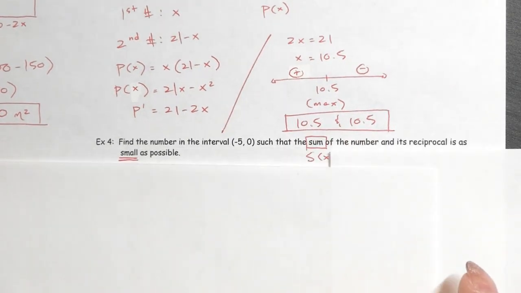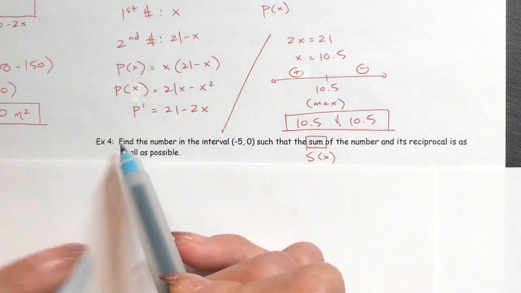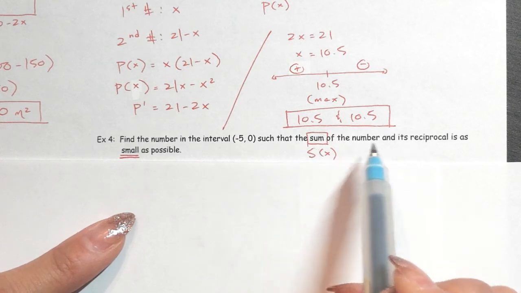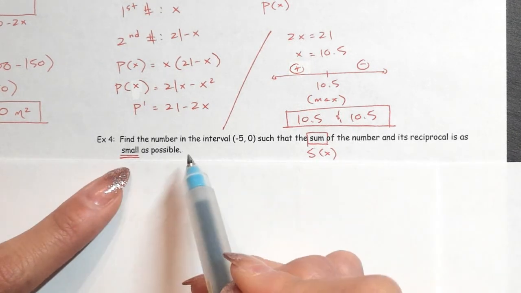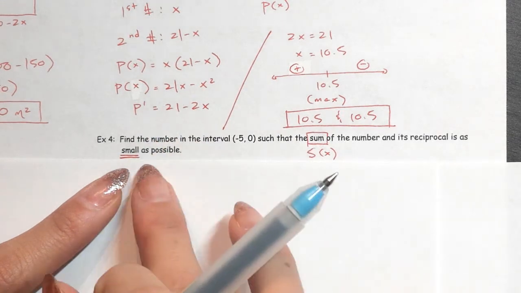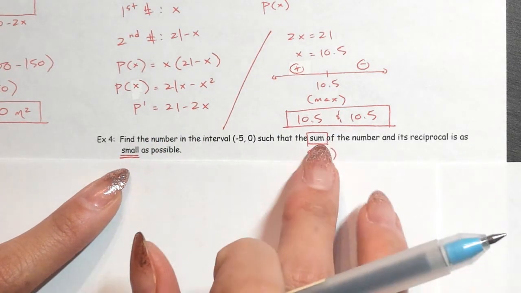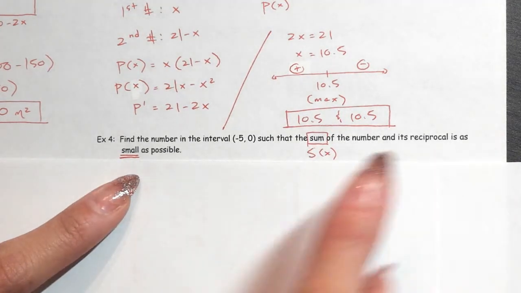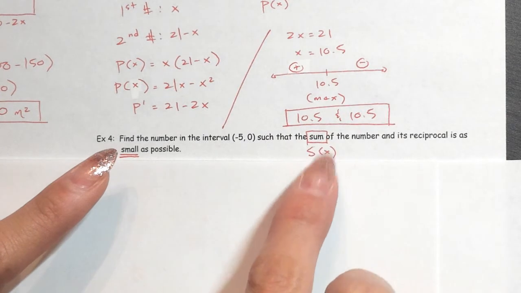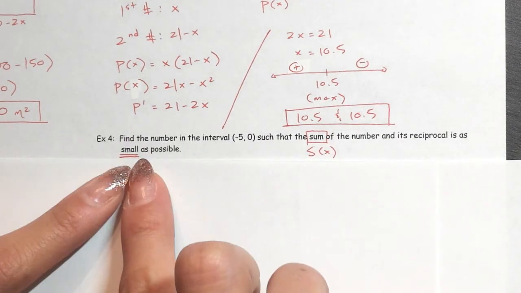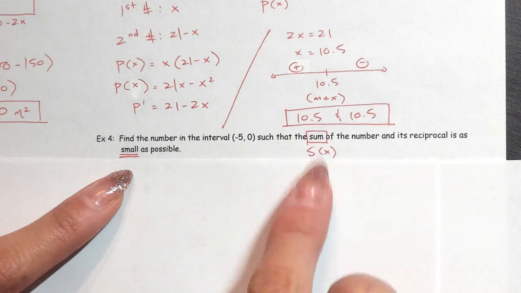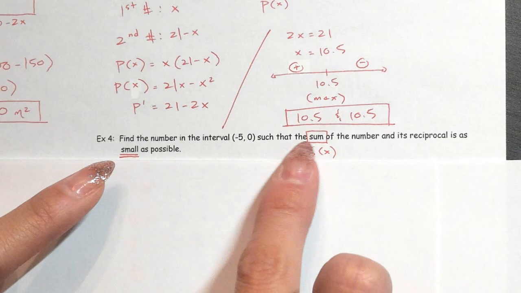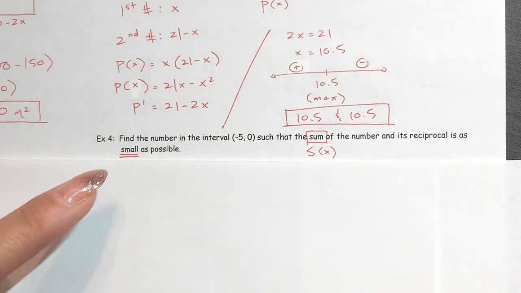Okay. So how about something like this? Find the number on the interval -5 to 0 such that the sum of the number and its reciprocal is as small as possible. So I have to really read this and decide, what do they want? They want the sum to be the smallest possible, okay? So smallest is what I'm looking for. I'm looking for a min. Sum is the formula that I want. So I want two numbers, and then I want to add them together as my formula, okay?